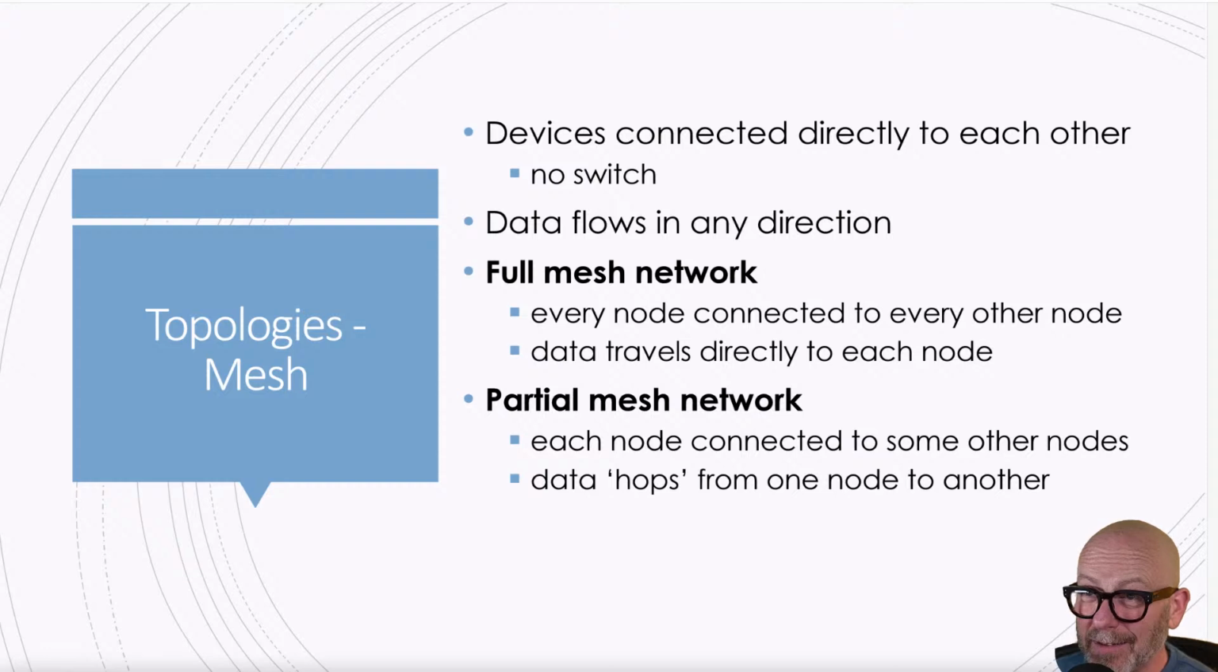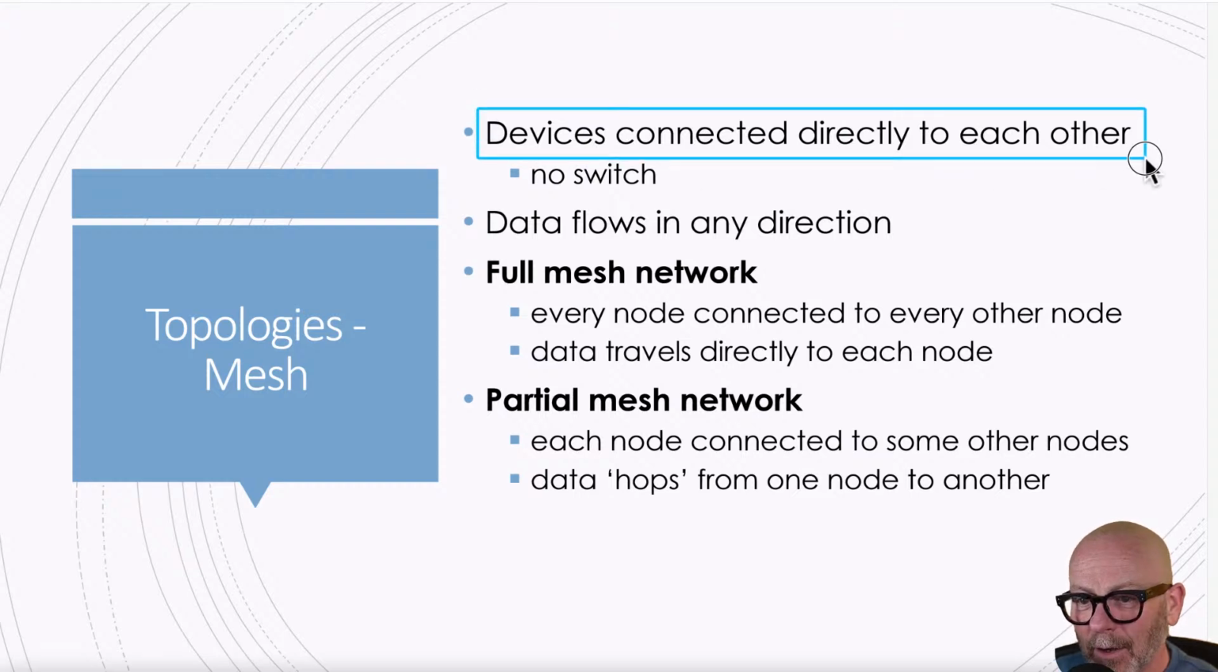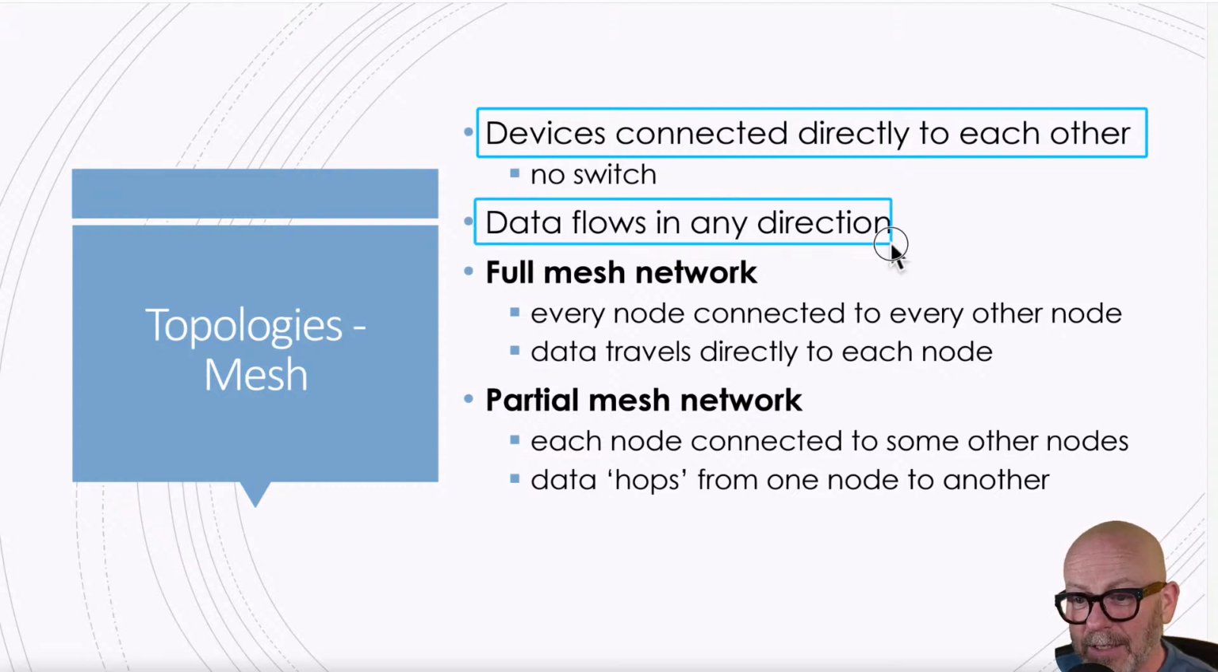All right, now the last thing we're going to cover today is the mesh topology. And by the way, the internet, the wide area network, is a partial mesh. So you need to know that this is the way it works. In a mesh network, the devices are connected directly to each other. There's no switch like there is in the star network. And the data can flow in any direction.